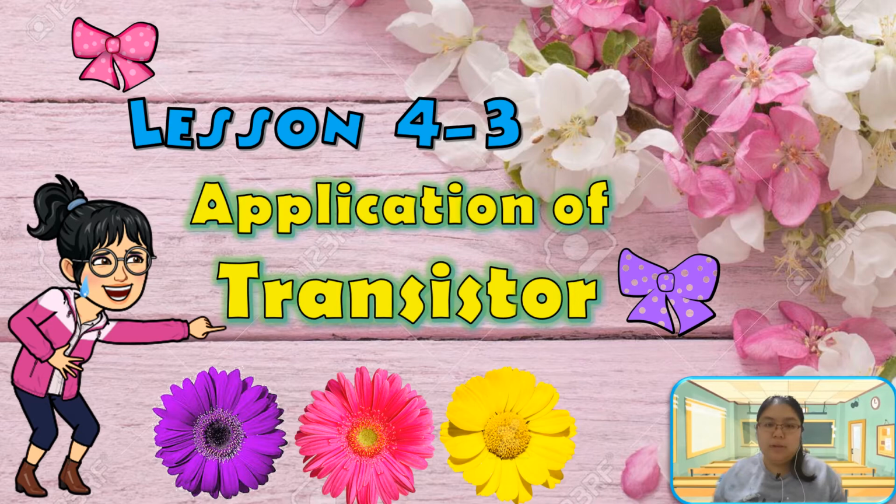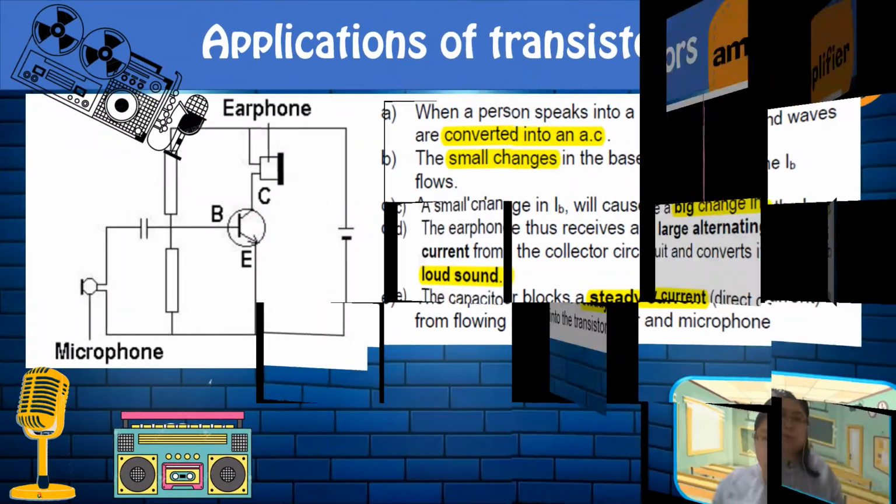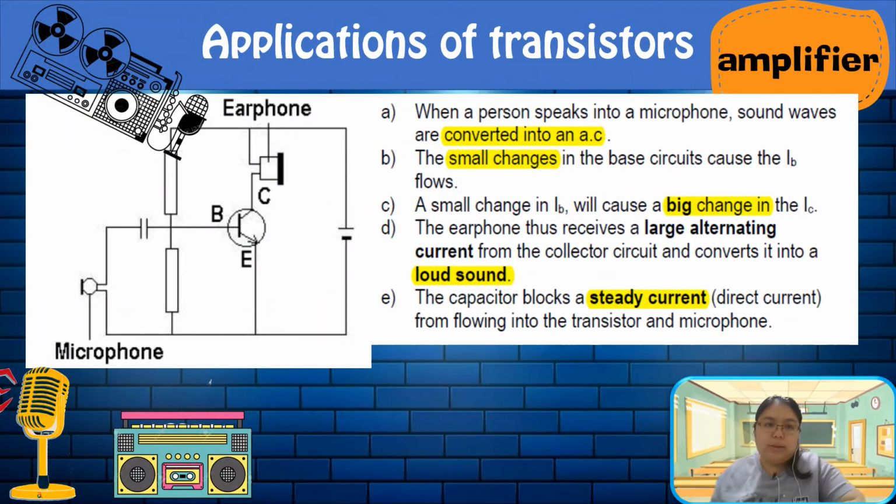Okay, students, today we go to lesson 4.3, part 2. That's talking about the applications for the transistor. Okay, let's see the topic. Now we go to the first application, the amplifier. This one shows a transistor circuit, where we're using the microphone and then the earphone.